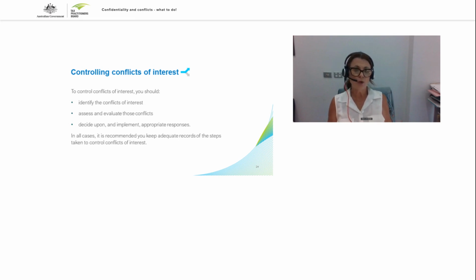In some cases, ethical walls may be an ineffective form of conflict management, noting that there is always a risk of leakage, and there also needs to be an appropriate understanding and written policies and procedures regarding that ethical wall. In some instances, it may be necessary and appropriate to suggest to a client, notwithstanding any advice provided by you, that the client obtain independent advice in the circumstances. However, in all circumstances, it is highly recommended that you keep adequate records, notes of the steps taken to control the conflicts of interest.